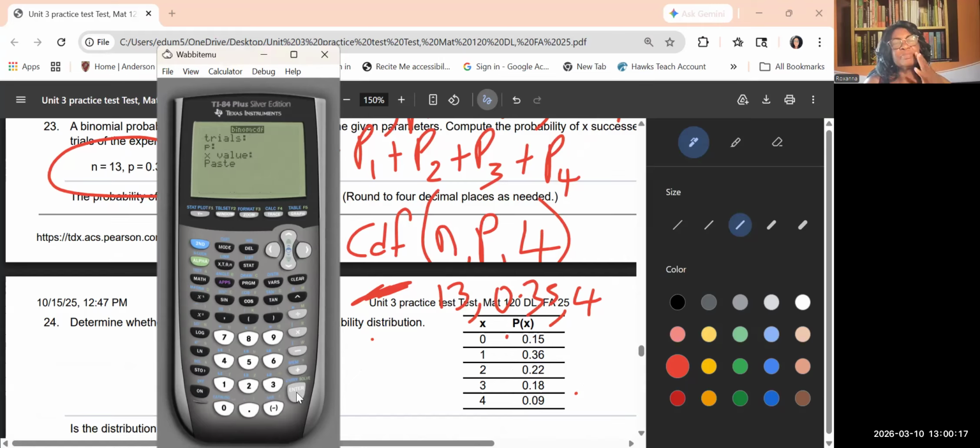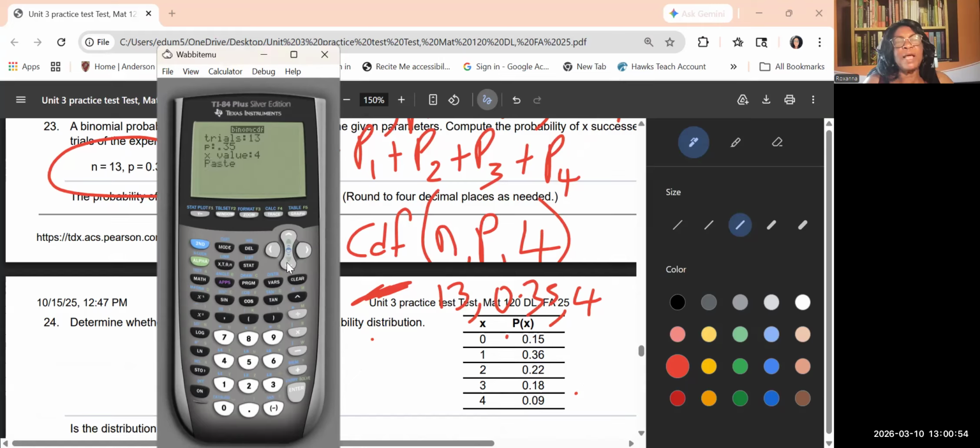That is B. My calculator is asking me how many trials, sample size. So the sample size is 13. What is the probability of success? That's the next question. 0.35. What is the value of the random variable? 4. I'm accumulating to the left, so 4 is included.